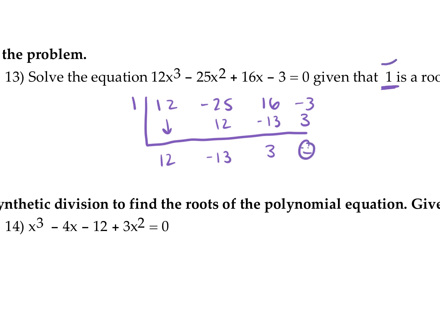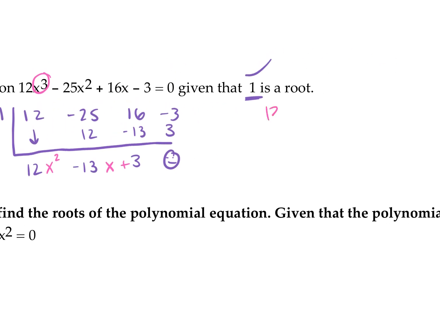So yes, 1 is a root, that was given, but I wanted to divide it anyways because now I have an x squared. Since I started with x to the 3rd power, this is now x squared. So I can factor this. So I have 12x squared minus 13x plus 3. So I'm going to write it on the side over here. 12x squared minus 13x plus 3.